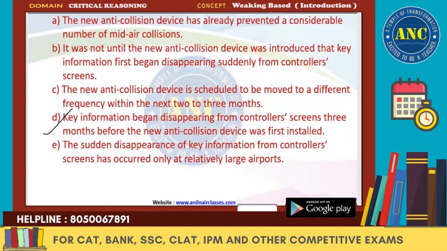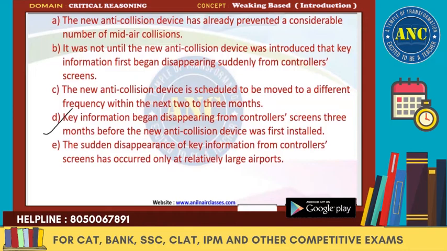Look at option A. The new anti-collision device has already prevented a considerable number of mid-air collisions. Now, this answer presents another effect of the cause, but this additional effect does not weaken the argument. To analogize this answer to the argument, try to imagine a scenario wherein a speaker concludes that playing football makes a person more prone to sustaining a leg injury. Now, would suggesting that playing football makes a person more prone to a head injury, which is another effect, undermine the first statement? No, hence it's not option A.